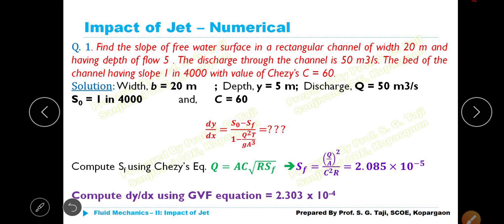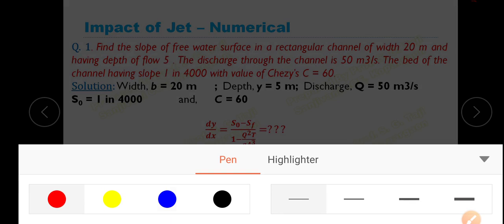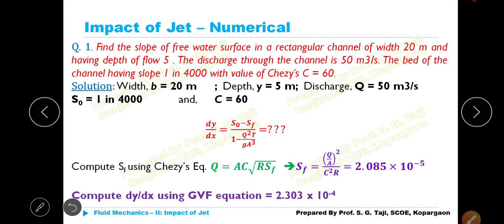Find the slope of free water surface in a rectangular channel of width 20 meter. Let me take the blue color pen so that if I underline on red color with good background, we can identify. Find the slope of free water surface in a rectangular channel width of 20 meter and having a depth of flow of 5 meter.